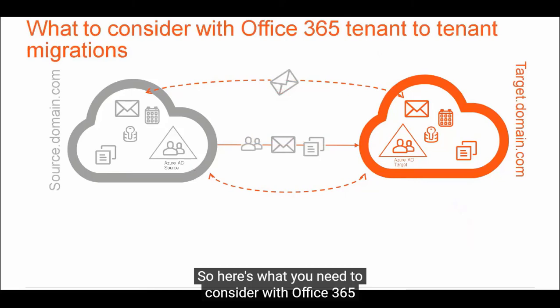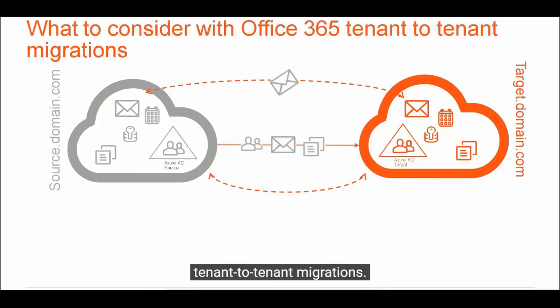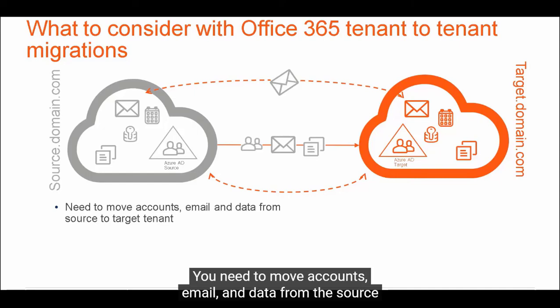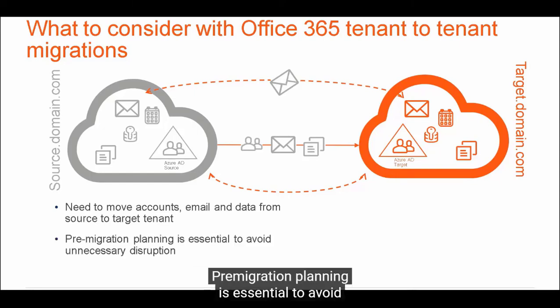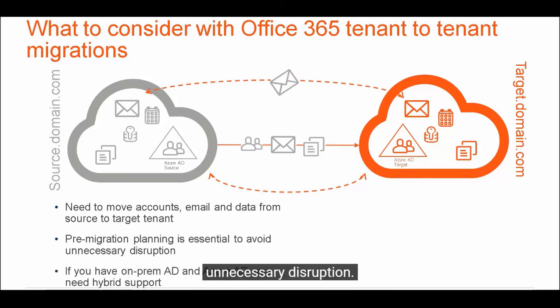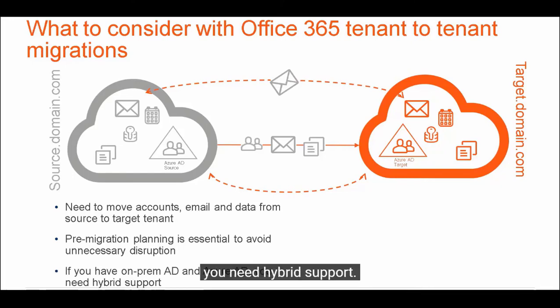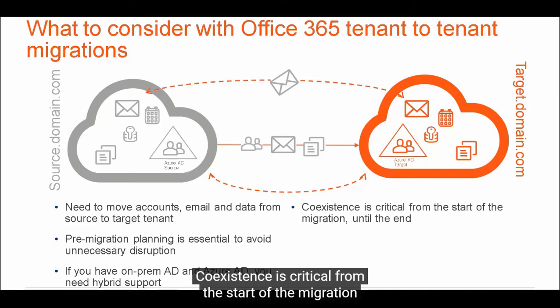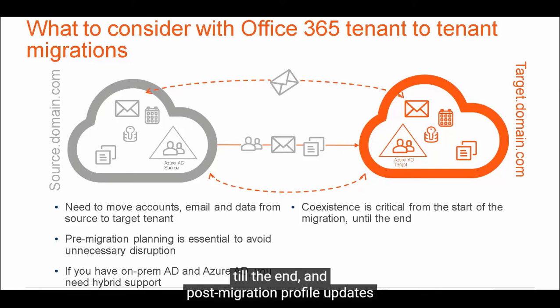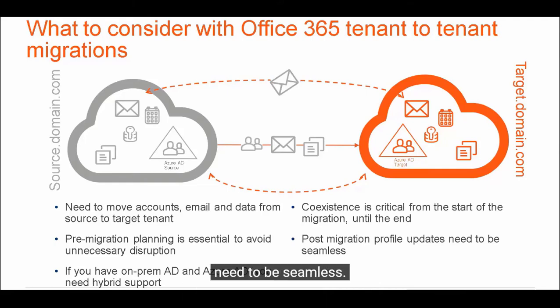So here's what you need to consider with Office 365 tenant-to-tenant migrations. You need to move accounts, email, and data from the source to the target tenant. Pre-migration planning is essential to avoid unnecessary disruption. If you have an on-prem AD and Azure AD, you need hybrid support. Coexistence is critical from the start of the migration till the end, and post-migration profile updates need to be seamless.